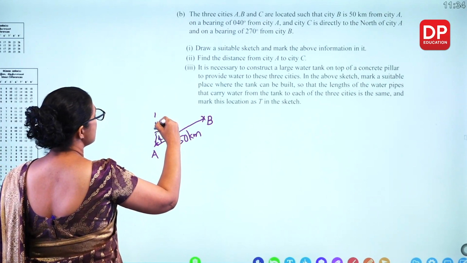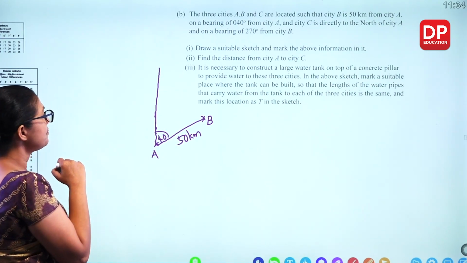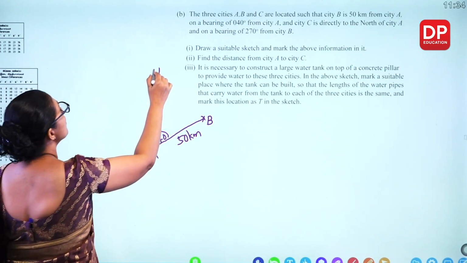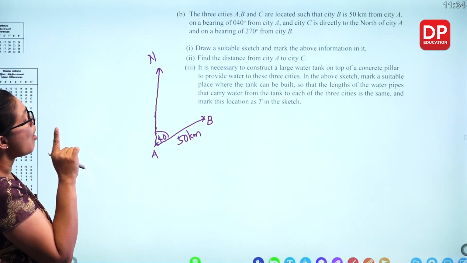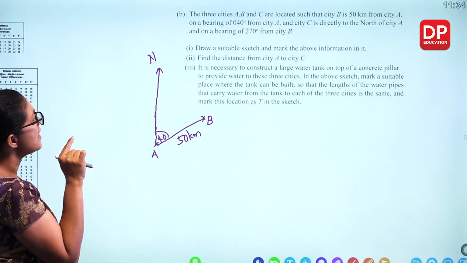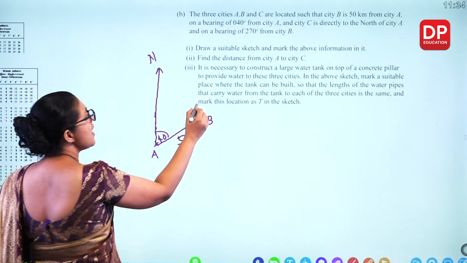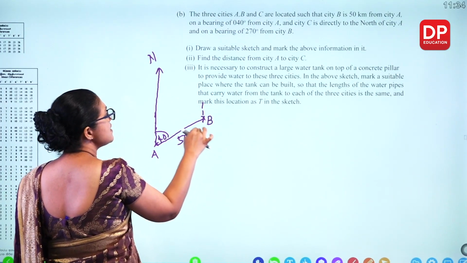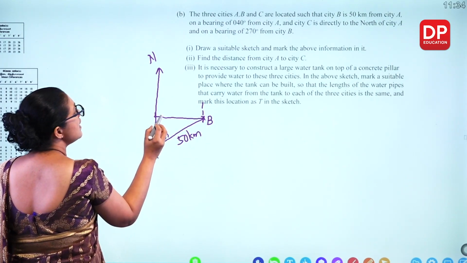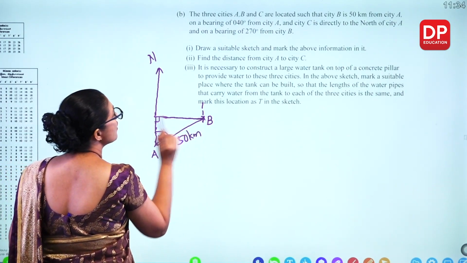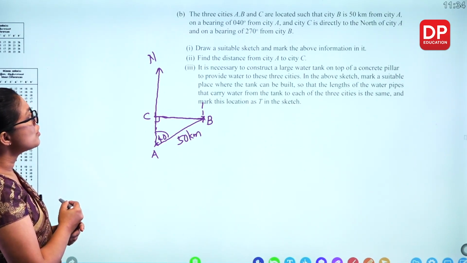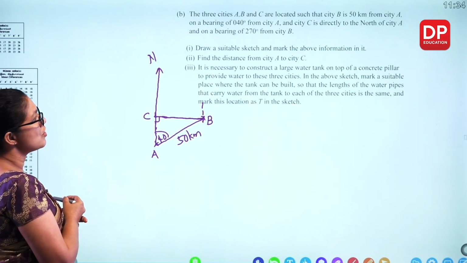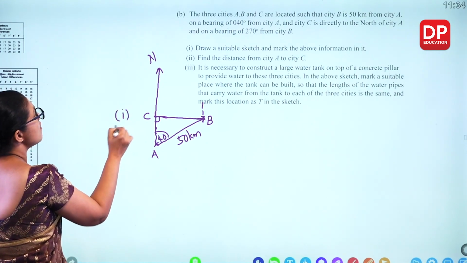That means city C is here, north side, and the bearing of C from B is 270. What is 270 bearing from here? That means a horizontal line. So this is a horizontal line. So C is here. Draw a suitable sketch and mark the above information in it. So this is the first part.